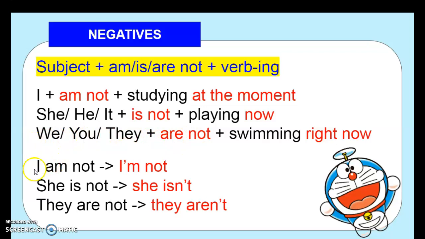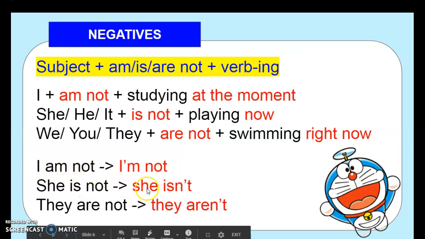Okay? And you also can make it in the short form. Bisa disingkat ya, or you can construct it. I am bisa menjadi I'm. Jadi I am not, I'm not. Okay? She is not becomes she isn't. Next, they are not, they aren't. Are not, aren't.